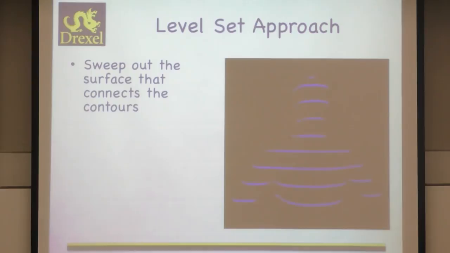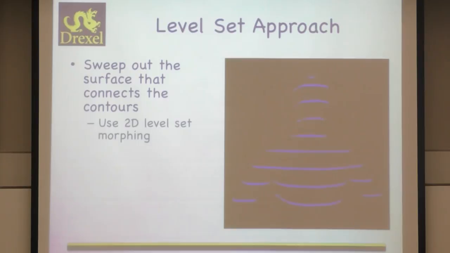And so the idea that we had here is, okay, you have this stack of contours, and we want to take this contour and sweep it into this one, and then sweep it into this one, and then sweep it into this one. Well, how might you do that? Well, you use level set morphing to do it.